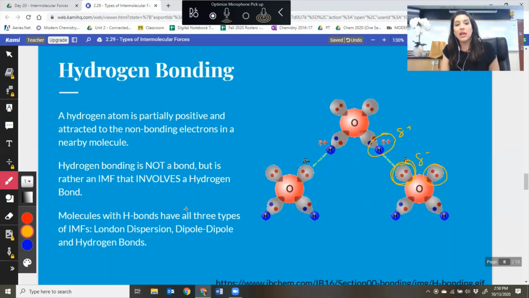And molecules with hydrogen bonds end up having all three types of intermolecular forces. They have the London dispersion forces that are present in every molecule. They have the dipole-dipole forces that are present in all polar molecules. And they have the very strong hydrogen bond intermolecular force as well. So when you see a molecule that has H bonded to F, H bonded to O, or H bonded to N, it's a great example of something that has all three of these types of intermolecular forces.